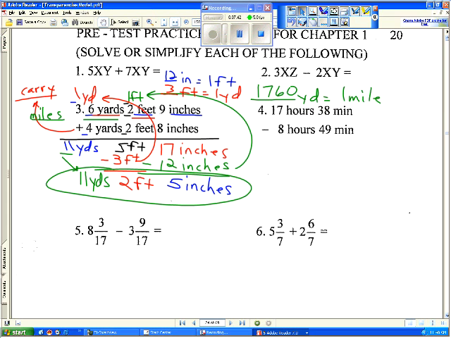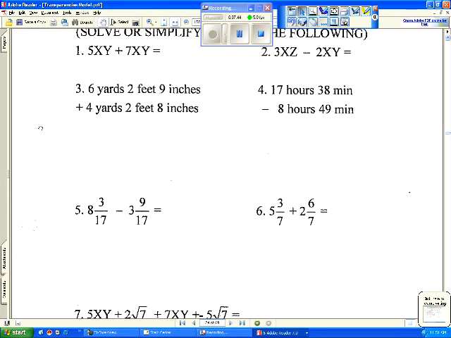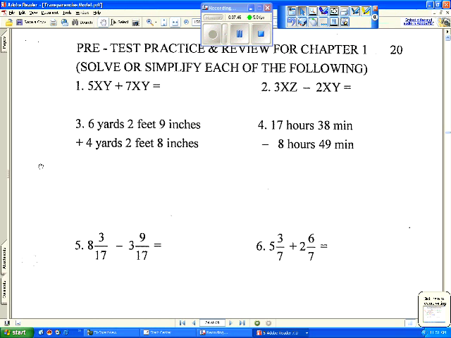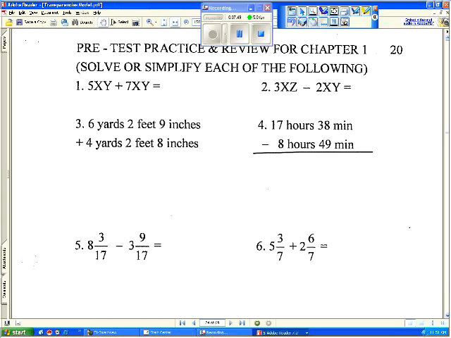Number 4. To add or subtract, the names have to be the same. In algebra, we call them like terms. To simplify an expression, we line up our like terms. We put our like terms together, and then we combine those like terms, right? So we're going to put our minutes with minutes and hours with hours.